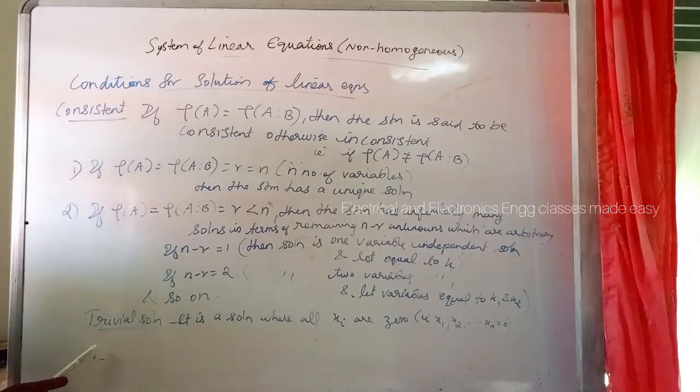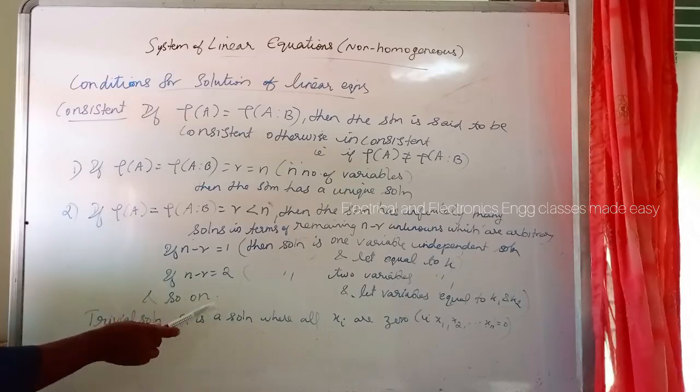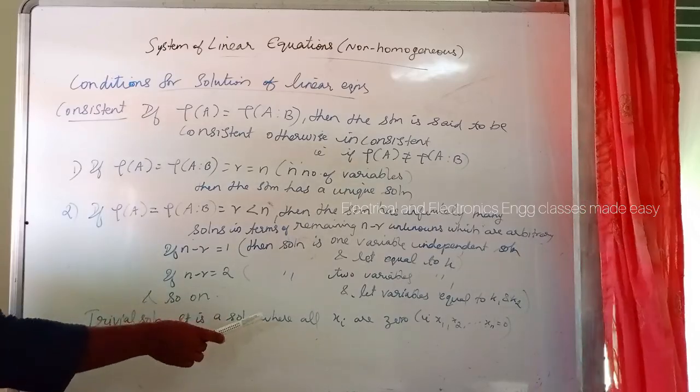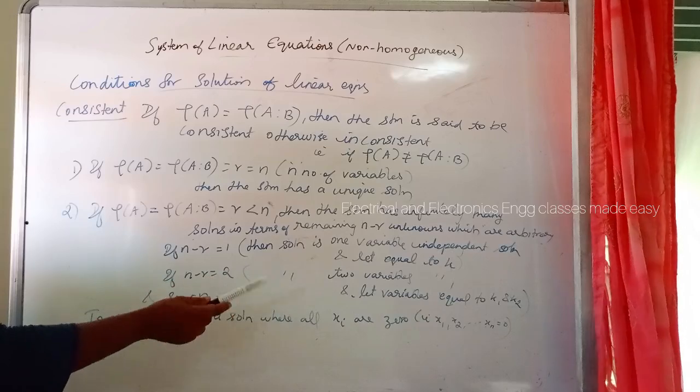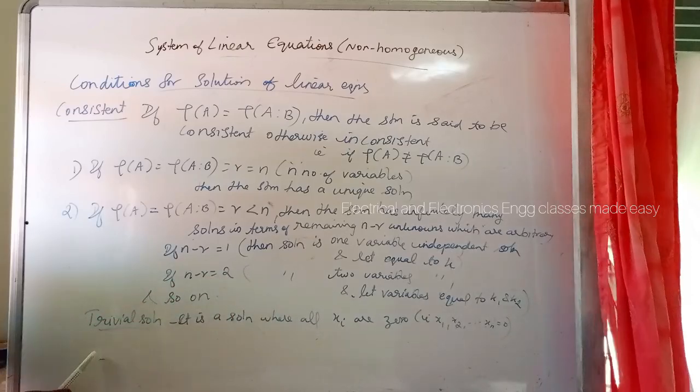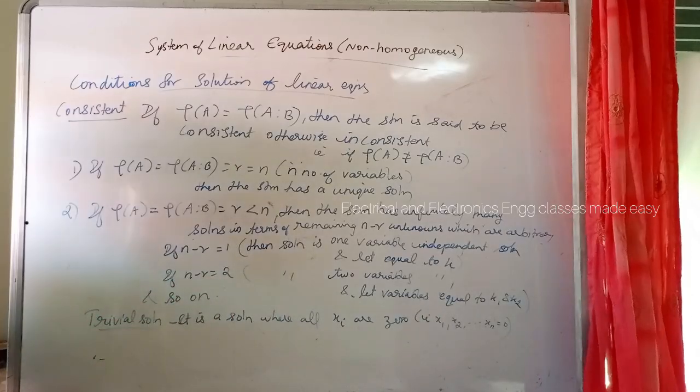Then the trivial solution. It is a solution where all xi are 0. That is, x1, x2, etc., xn equal to 0 in the trivial solution.